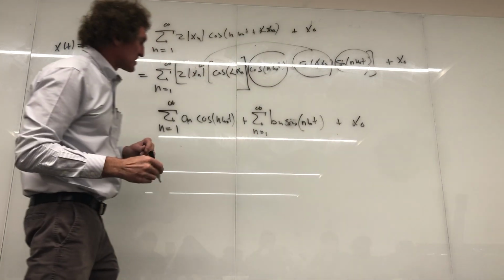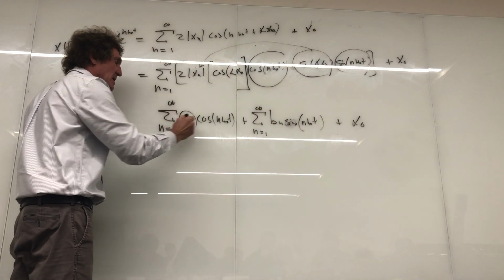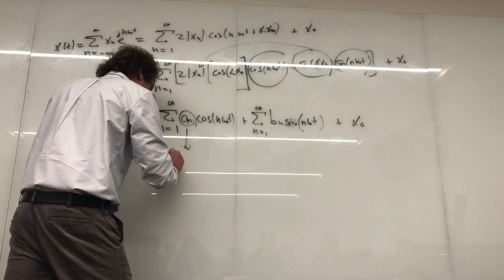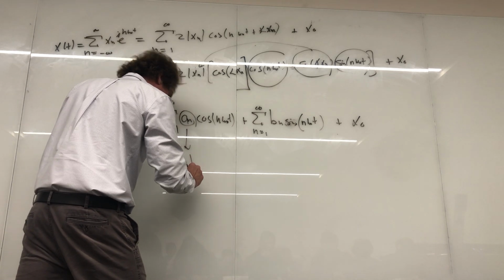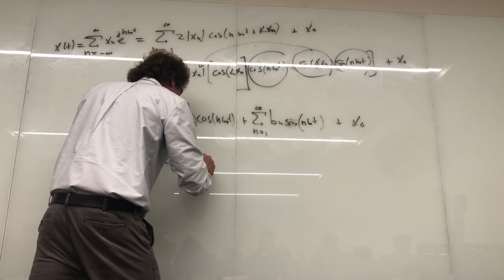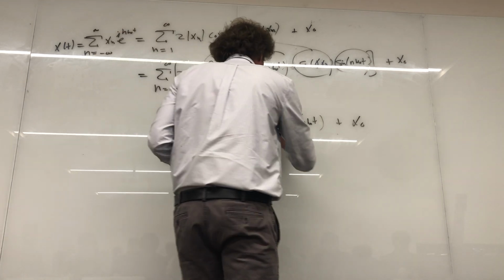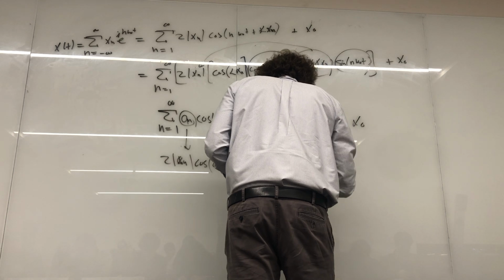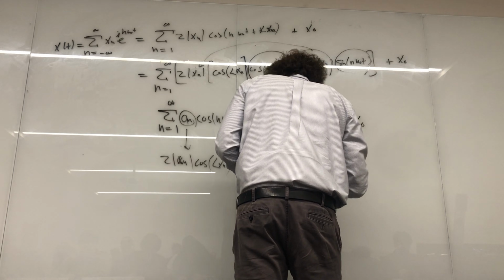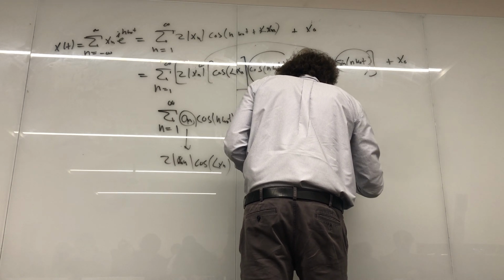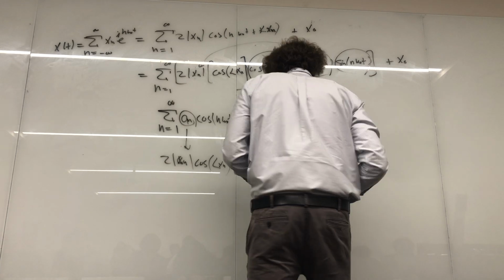And I want to make mention of something. This a of n right here is nothing more than 2 times the magnitude of x of n times the cosine of the angle of x of n. And this b of n is nothing more than 2 times the magnitude of c of n times the sine of the angle of x of n.